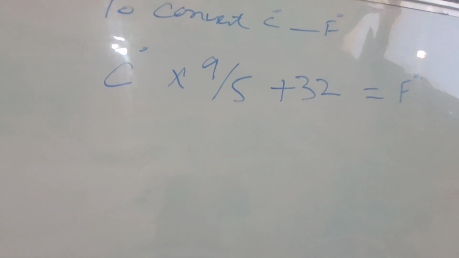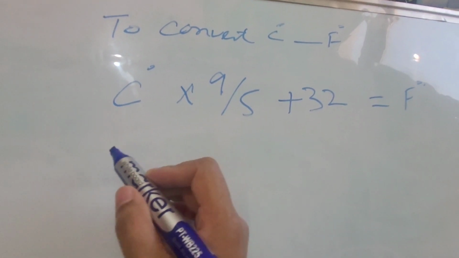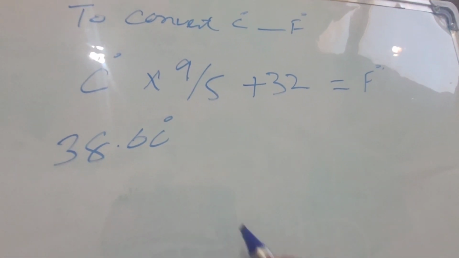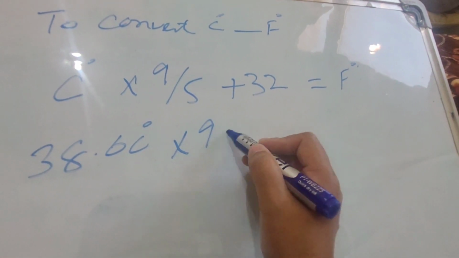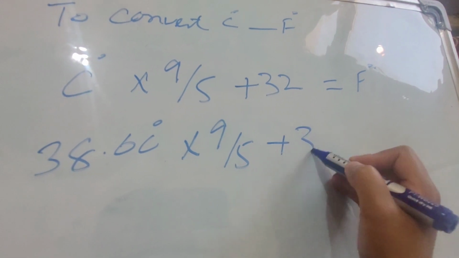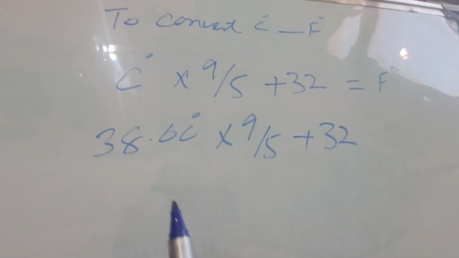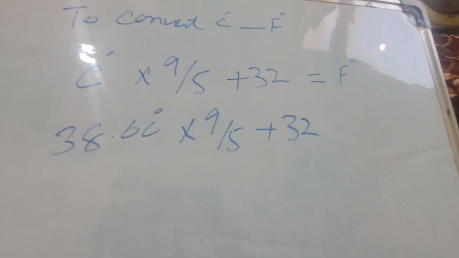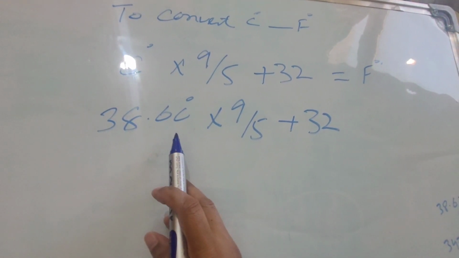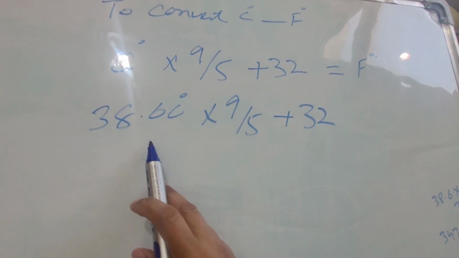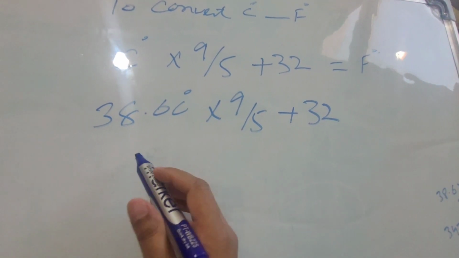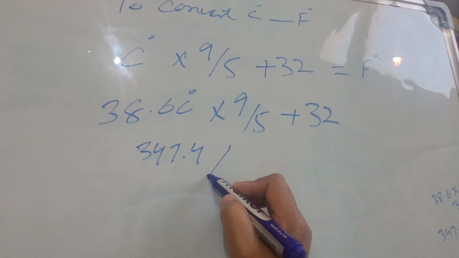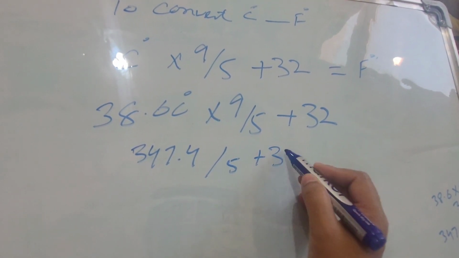Now for example, the patient temperature is 38.6 centigrade degree. Multiply by 9 by 5 plus 32. Now what will we do? First we will do 38.6 multiply by 9. When we do 38.6 multiply 9, the reading will come 347.4 divided by 5 plus 32.